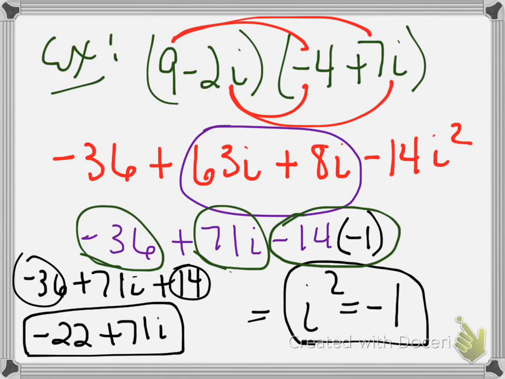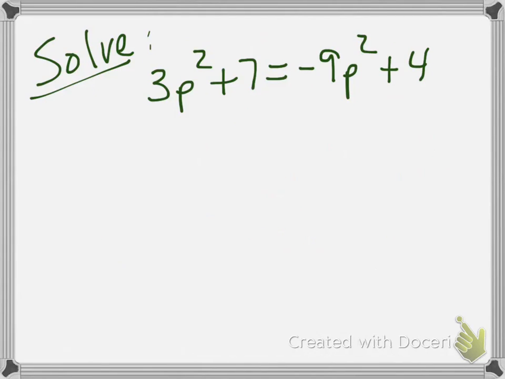So, i is the square root of negative 1, and i squared is negative 1, which is really actually kind of cool if you're a mathematician or if you like math like I do. But the most important thing we're using i for right now is just to solve these problems. So if I have 3p squared plus 7 equals negative 9p squared plus 4, I first of all want to get the squared parts together.